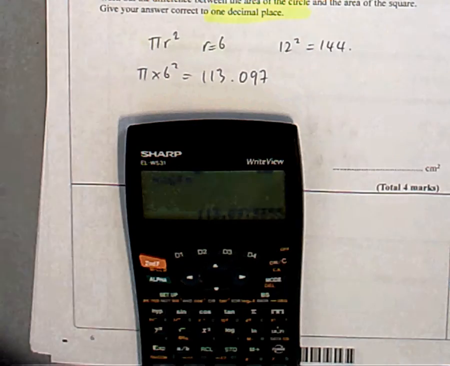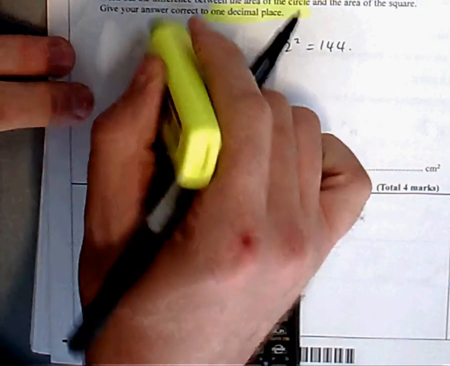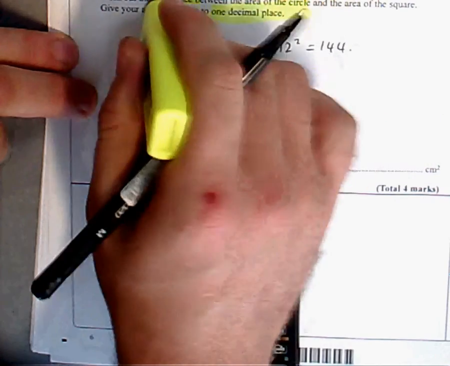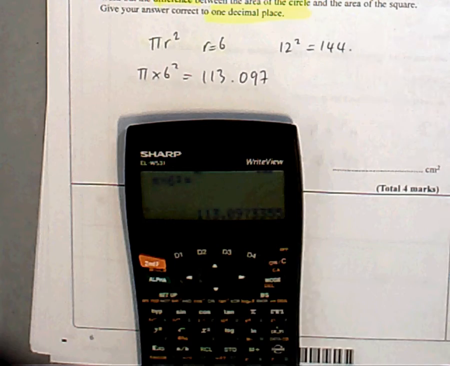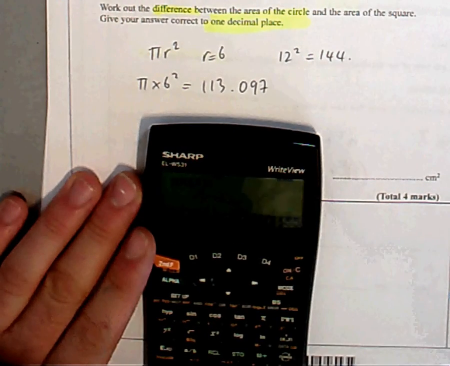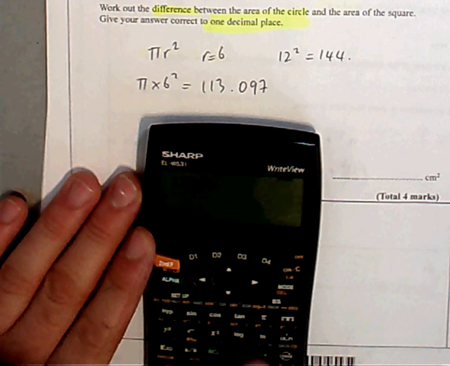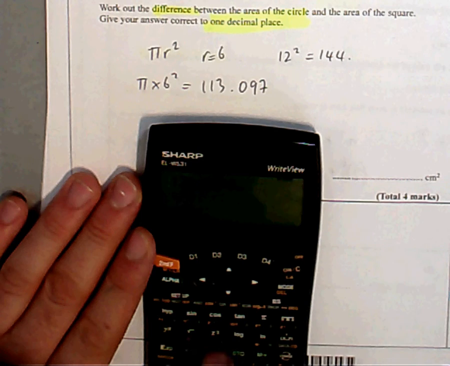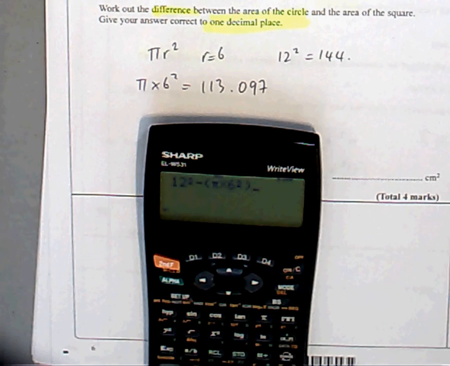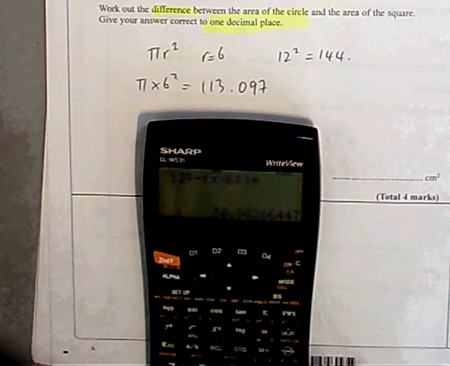Okay. Now, the key word that's telling you what to do is the word difference. In maths, that means take away. So you're going to take away the two different numbers, one from the other. Now, what I can do if I'm trying to use my calculator effectively is do 12 squared, take away, in brackets, pi times 6 squared, and I'll save myself the hassle of having a rounding error because the calculator can do it all for me. Okay, so we use the tool effectively. And that gives me 30.9.